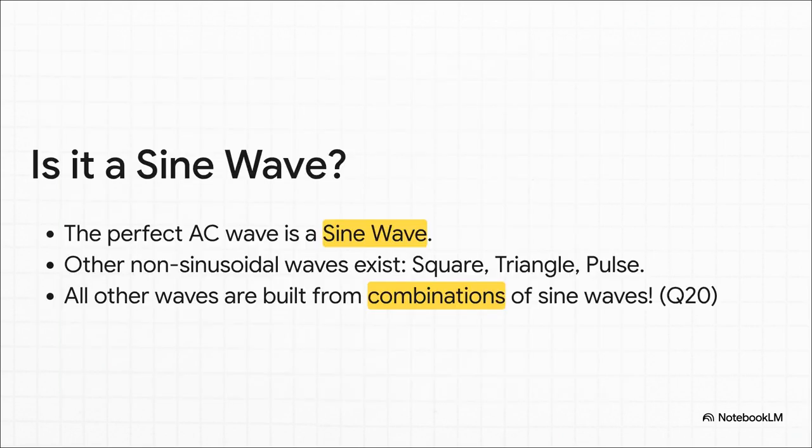So that classic AC waveform, that perfectly smooth up and down wave, is called a sine wave. But question 20 points out that modern electronics often use other shapes, like sharp square waves or triangle waves. But here's the truly mind-blowing part. Mathematically, every single one of those other complex waves is just built by adding a bunch of perfect sine waves together. The sine wave is the ultimate fundamental building block of all of it.